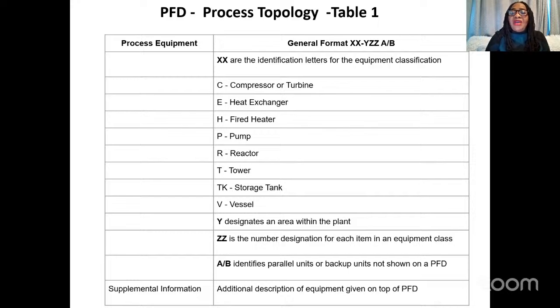So if you go to that general format, you see XX, that is what I've just shown you, you see E and so on. Then we go to Y, which shows the particular area within the plant where the equipment is located. Then ZZ is the number designation for each item in an equipment class. You will see that very soon. A/B identify parallel units or backup units not shown on the PFD. Then you have some other additional description of equipment given on the top of the PFD.